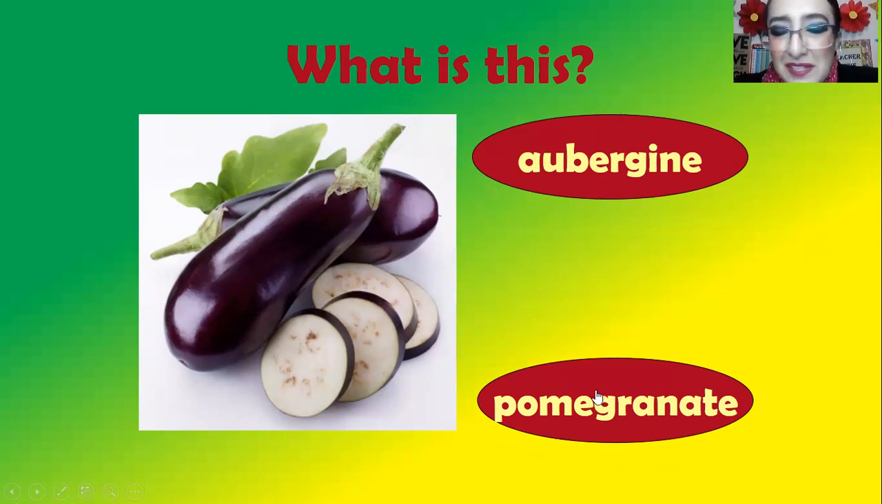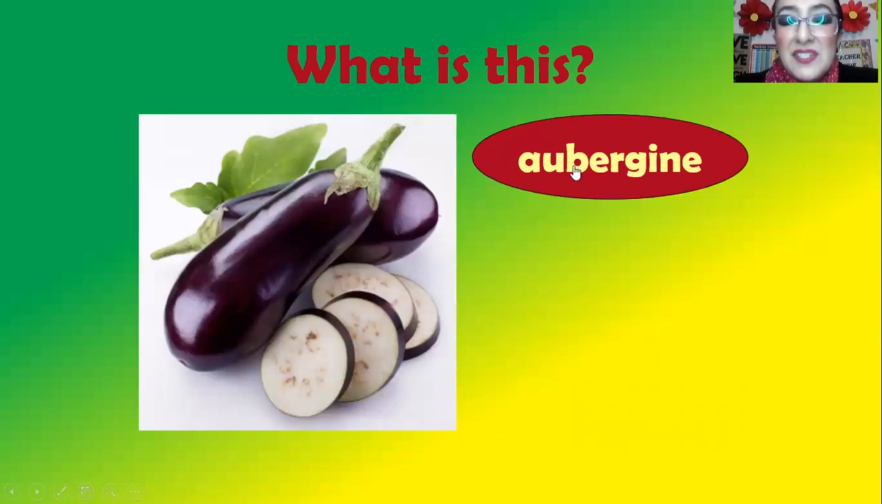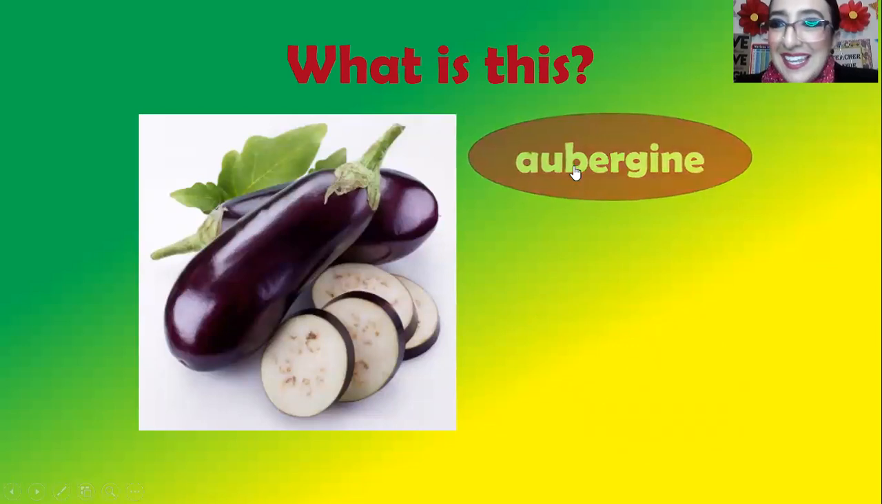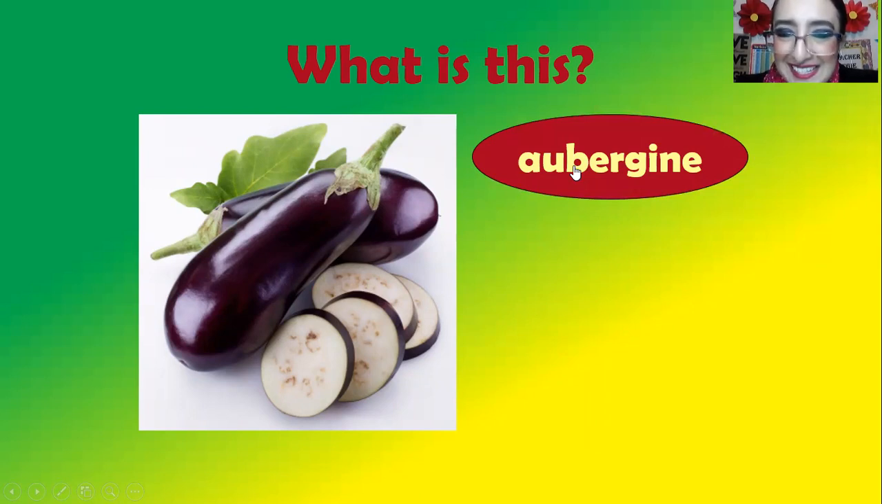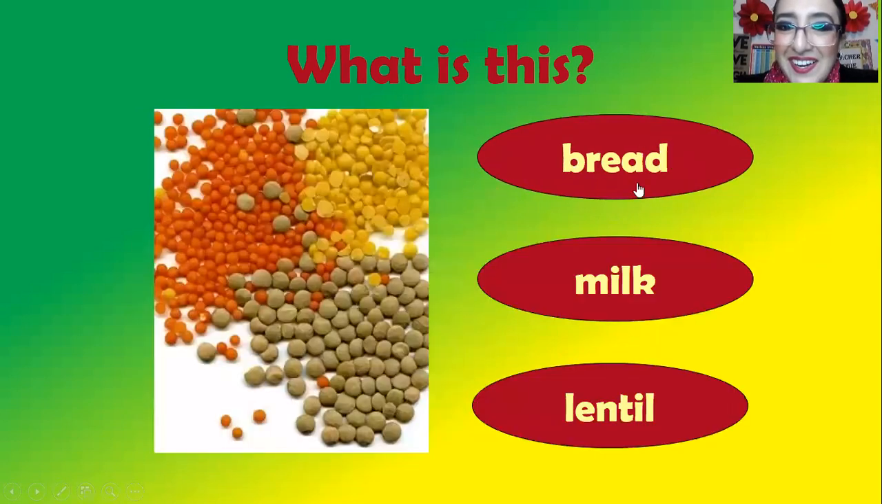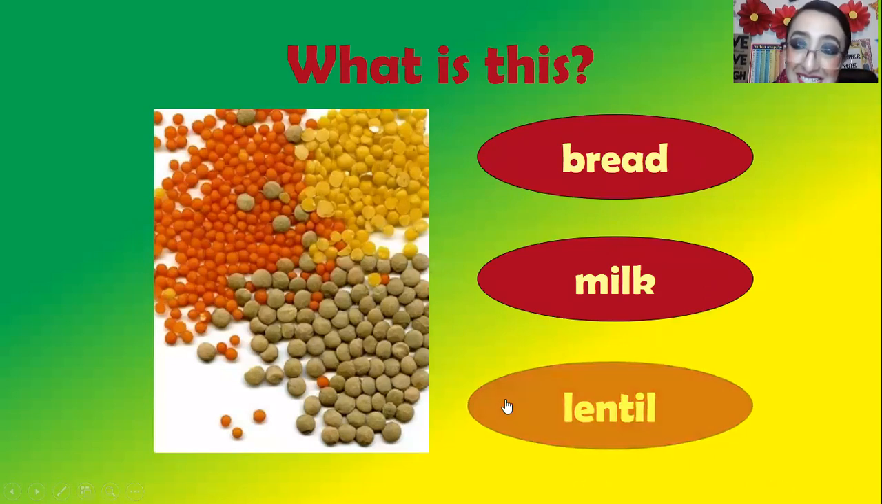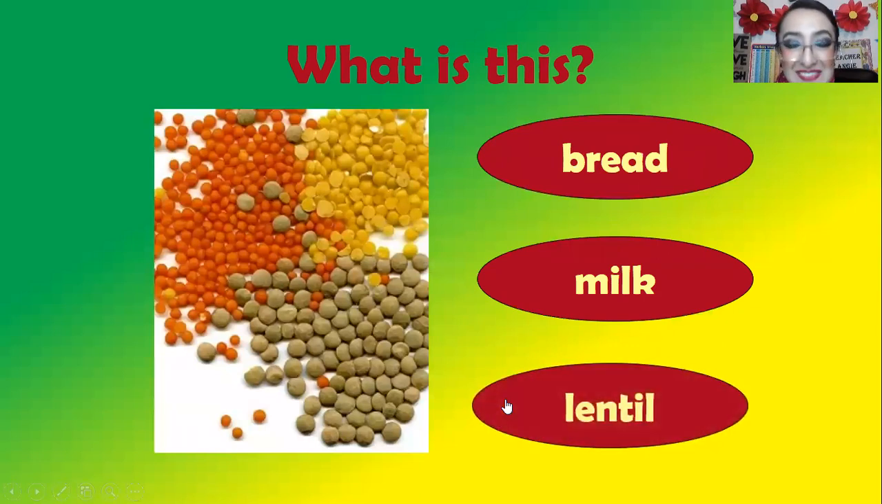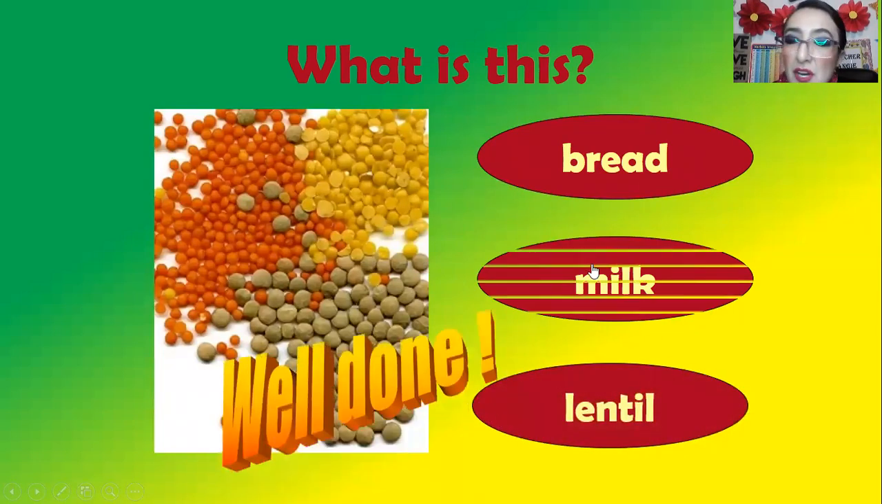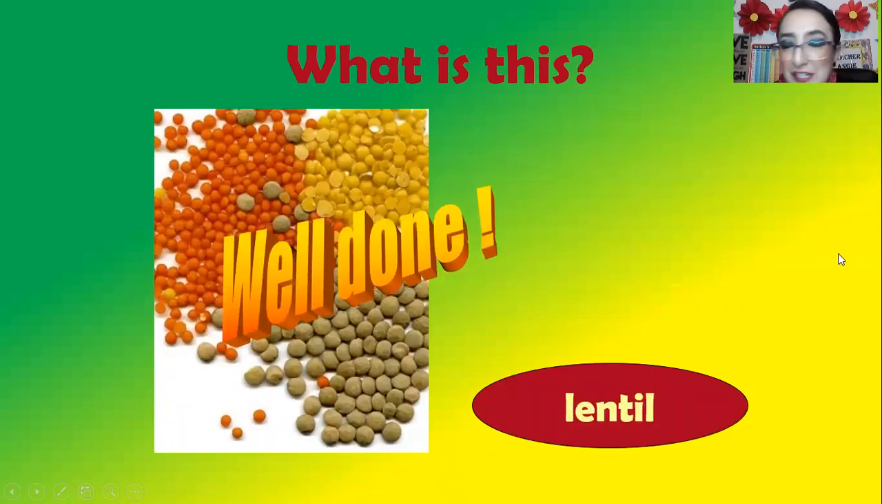Neither cauliflower nor pomegranate. It is going to be an aubergine. Excellent. You're up. What is this? Is this bread? Is this milk? Or is this lentil? Well, or are these lentils? Exactly, these are lentils. Very well. Neither bread nor milk.